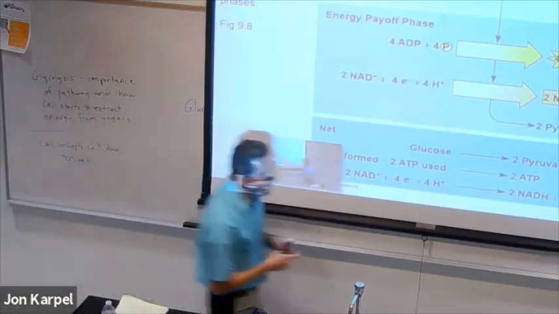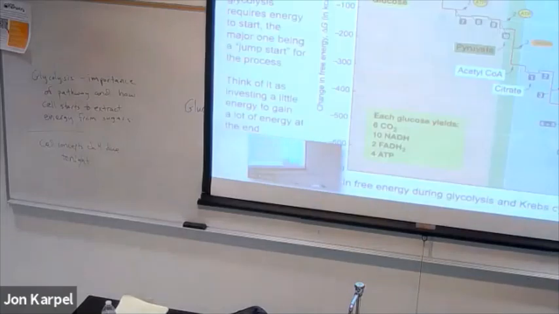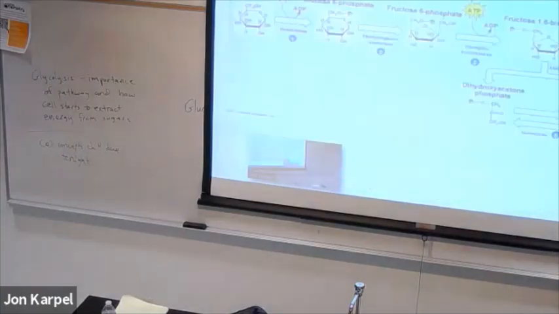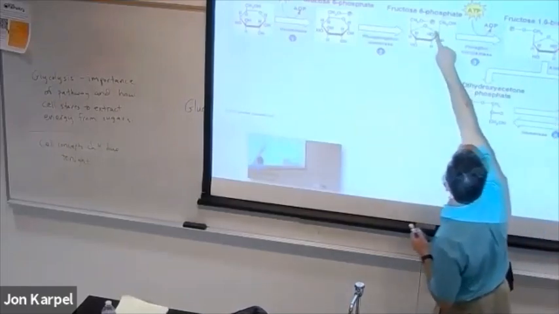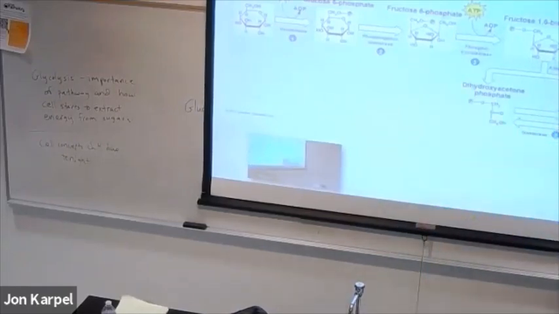Let's look at the individual steps then. We'll come back to that. Here is the first half, the energy investment phase. So you see that the first step here with hexokinase, that's the first time you use ATP. And then the third step, we use another one. And you can physically see the phosphates being added to the sugar molecule. So the phosphates being taken from ATP and put on the sugars. So we're investing money in this, in ATP.